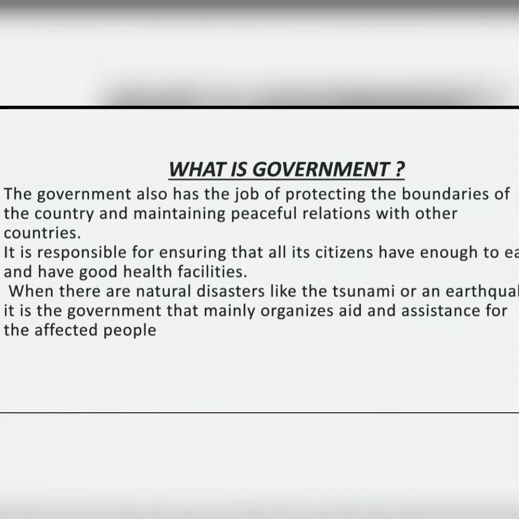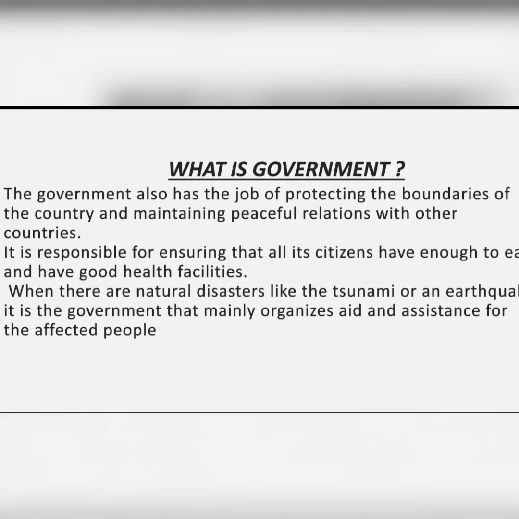The government also protects the boundaries of the country. When there is an attack from another country on our boundaries, the government protects the citizens. So they are protecting the people of the country and also maintaining peaceful relations with other countries. For example, in India, we are maintaining peaceful relations with our neighboring countries.